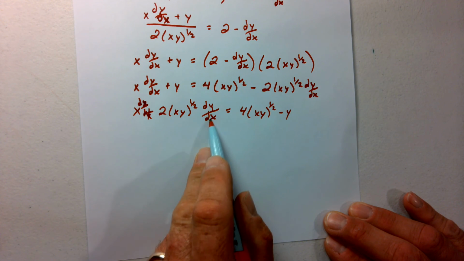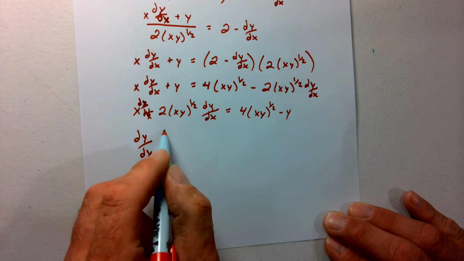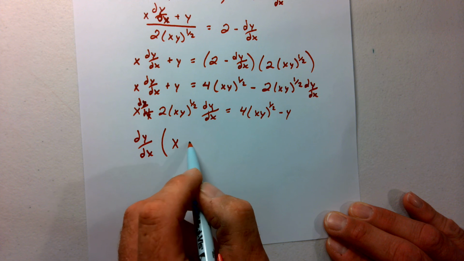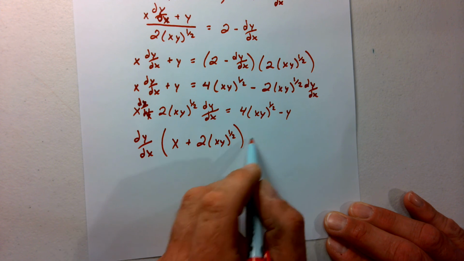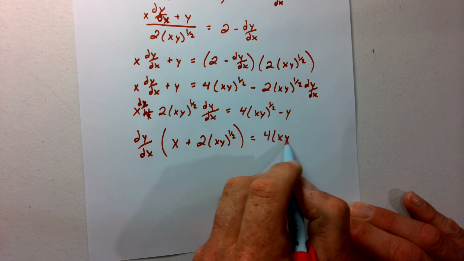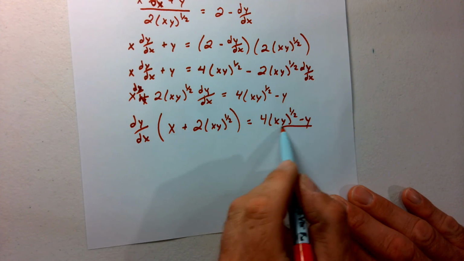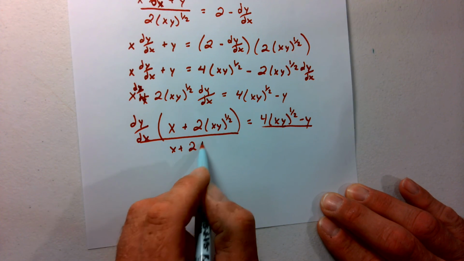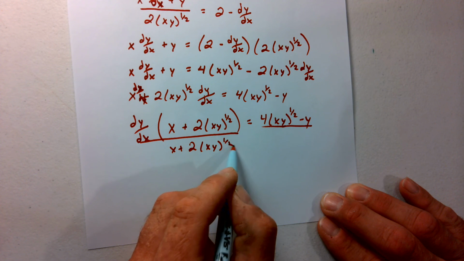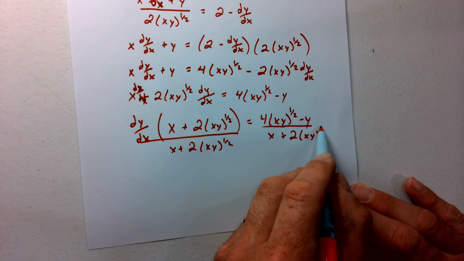Now I've got two dy/dx's independent. I'm going to get it down to one, so I can go ahead and factor out a dy/dx. That's going to be x plus 2 times the quantity xy to the 1/2, and that equals 4 times xy to the 1/2 minus y. Go ahead and divide then by my x plus 2 times the quantity xy to the 1/2 on both sides. And I've got my answer.